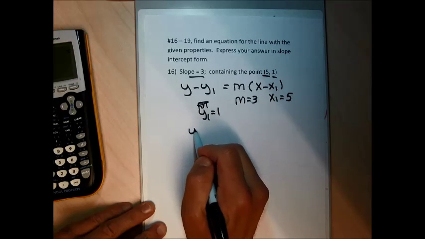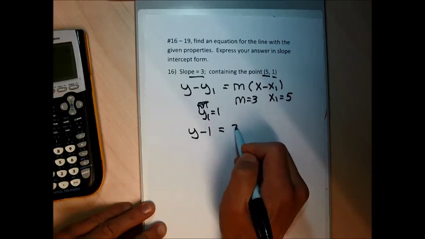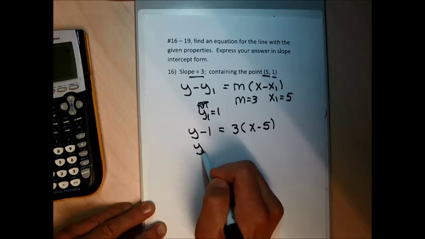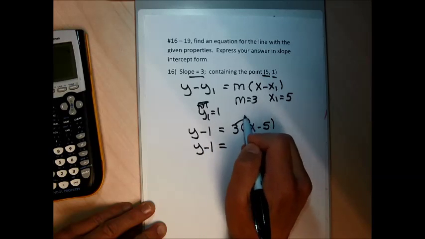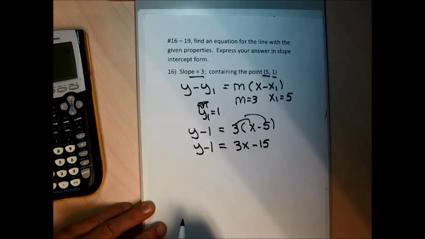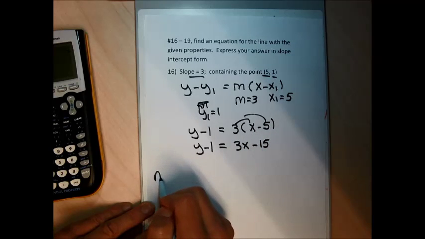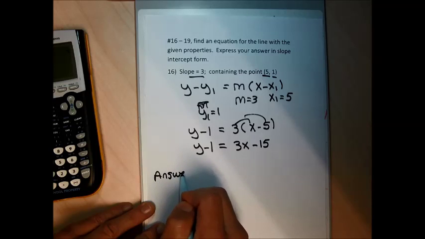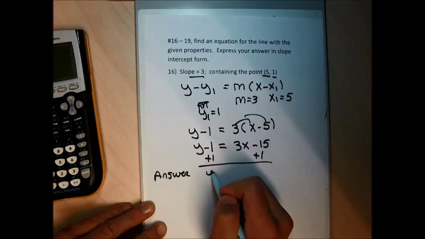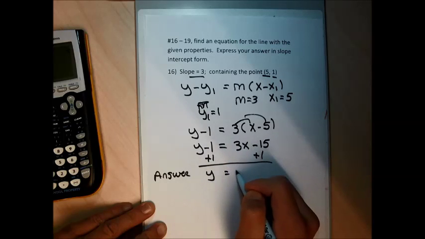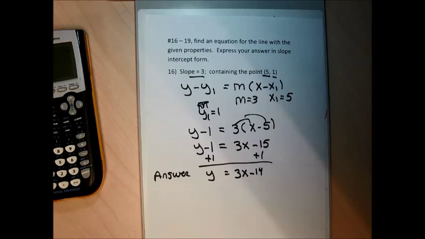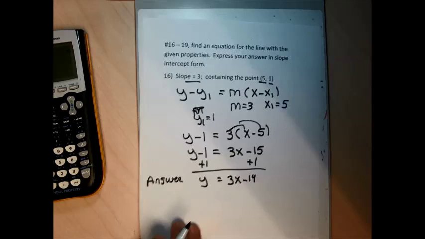So I'm going to go y minus 1 equals 3 times x minus 5. This will give me y minus 1 equals, clear the parentheses, 3 times x and 3 times minus 5. So you get y minus 1 equals 3x minus 15. Basically, at my answer, I just have to add 1 to both sides. On the left-hand side, the ones cancel. On the right-hand side, the numbers have opposite signs, so I subtract and take the sign of the larger and get y equals 3x minus 14.